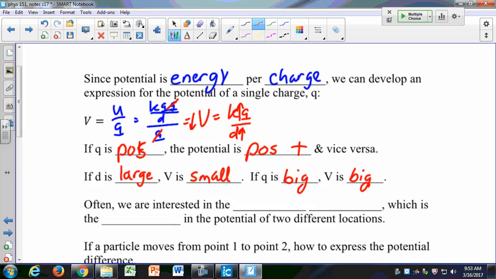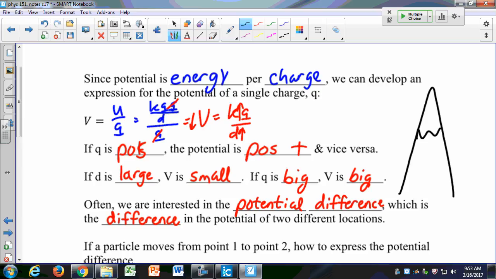Often we're interested in the potential difference, which is the difference in the potential of two different locations. So imagine a mountain, like the Alps or something.